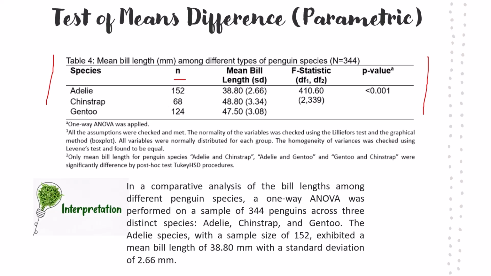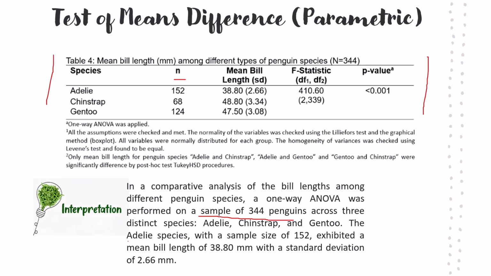What is the important part? What is the important output that we need to interpret? The first one, we need to explain, or we need to write. We need to introduce our sample, which is a sample of 344 penguins. So we have N equal to 344 penguins across 3 distinct species. Then we need to interpret the result for each species.